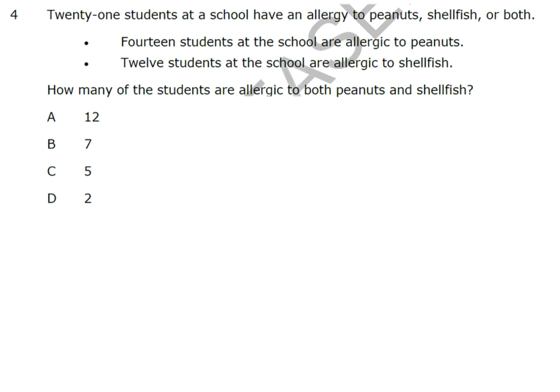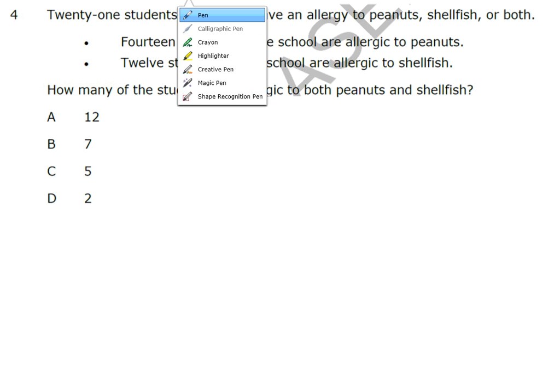Let's get started. 21 students at a school have an allergy to peanuts, shellfish, or both. 14 students at the school are allergic to peanuts. 12 students at the school are allergic to shellfish. How many of the students are allergic to both peanuts and shellfish? So we start out with a probability problem.